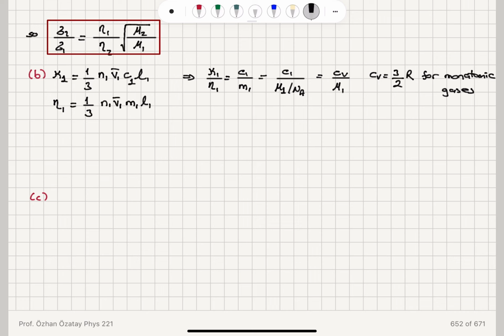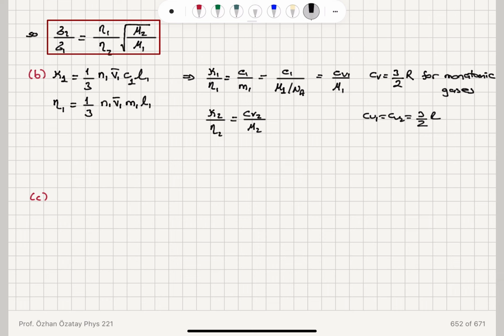Okay, so similarly, if I do the same calculation for kappa 2 over eta 2, I would obtain CV2 divided by mu2, but CV1 and CV2 are the same, 3 over 2 R.